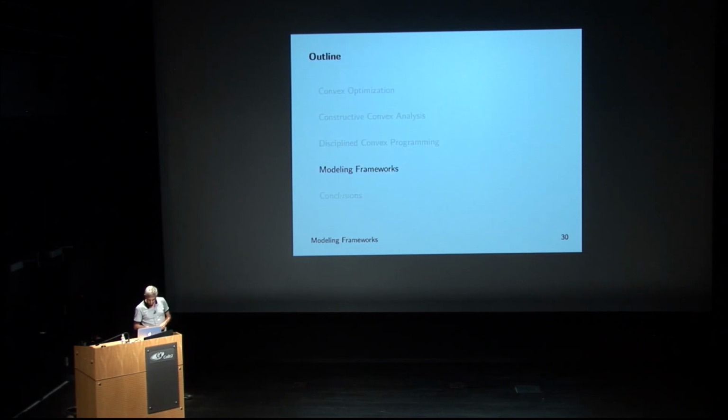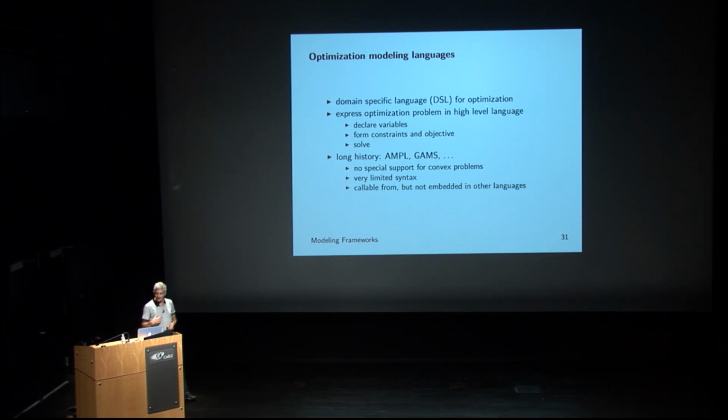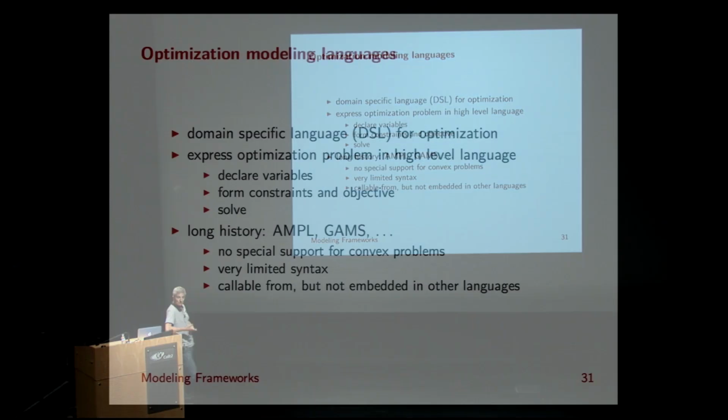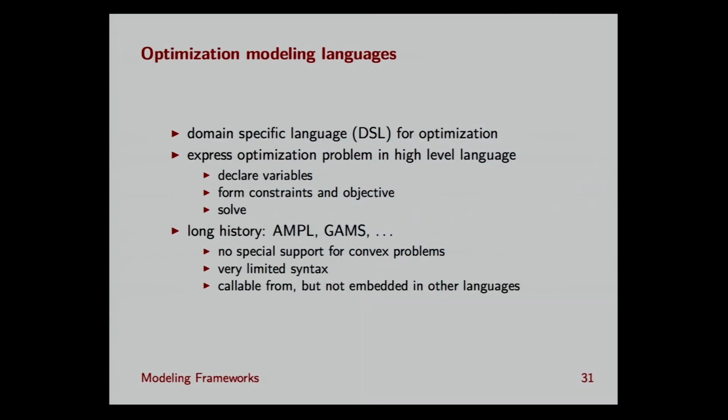Okay? So we're going to look at a couple of these just to show you how it works. But the idea behind a modeling language is this. They're basically domain-specific languages for optimization, right? The idea is you're going to express it in a high-level form. You're going to declare variables, form constraints and an objective, and you're going to solve. The cool part is, what you're really shooting for is you want your code to specify the problem to look like the math. That is the goal, right? So the closer they come, often the code is shorter and clearer than the math, which is kind of embarrassing, but that sometimes happens.